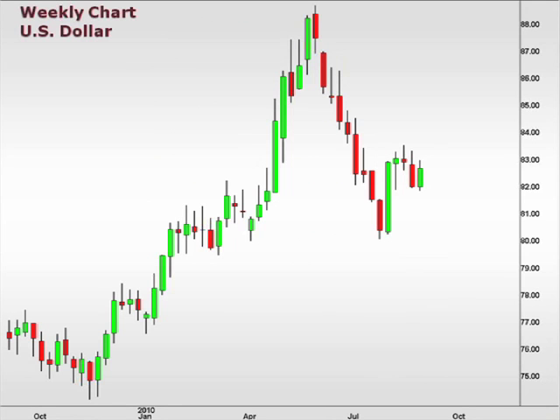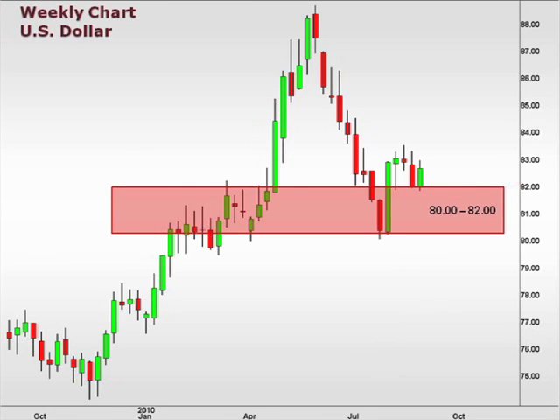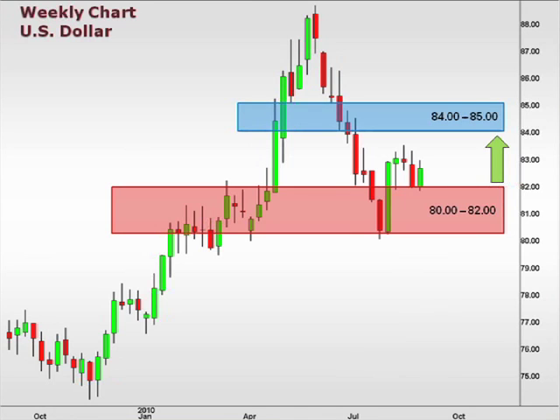Let's take a quick look at a weekly chart of the U.S. dollar index. This is a great way to gain perspective as to how the U.S. dollar has been trading against a basket of currencies. Now, the dollar index continues to consolidate above 82, but has yet to commit to another leg higher. Further U.S. dollar strength should test the 84-85 box.